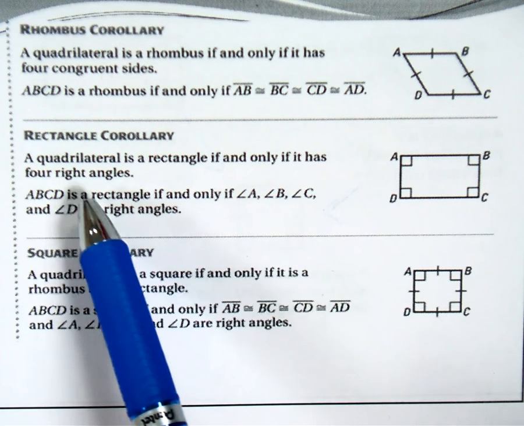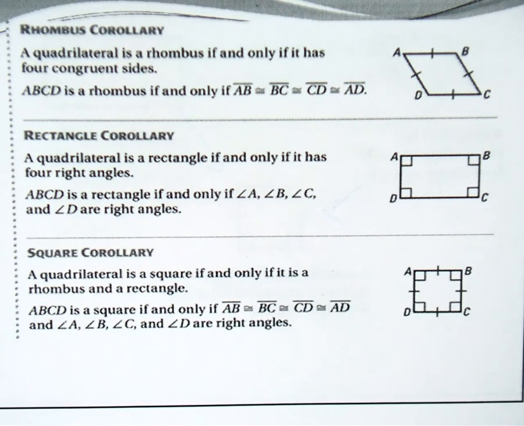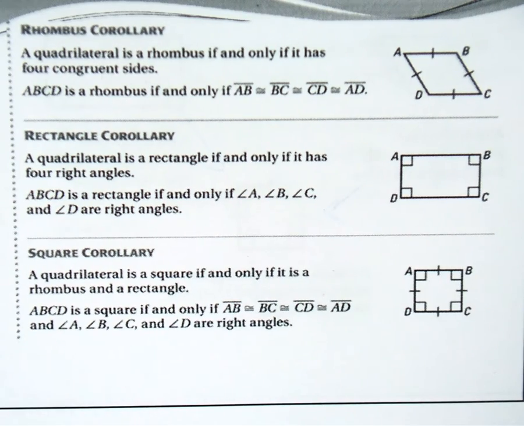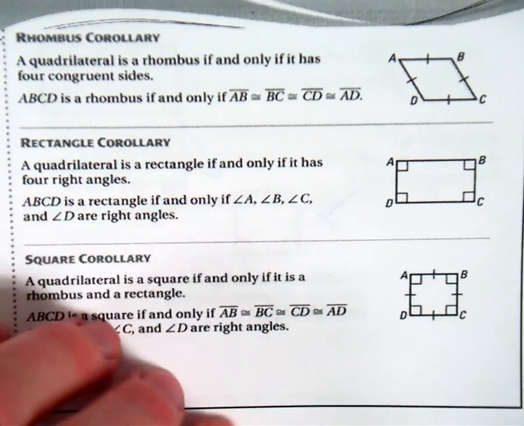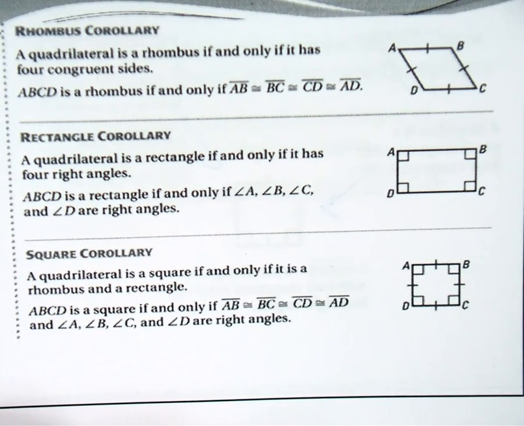Rectangle corollary: a quadrilateral is a rectangle if and only if it has four right angles. And a quadrilateral is a square if and only if it is a rectangle and a rhombus combined. It has to meet the definitions of both: four right angles, four congruent sides. Those are in your book if you need extra time to write them down.